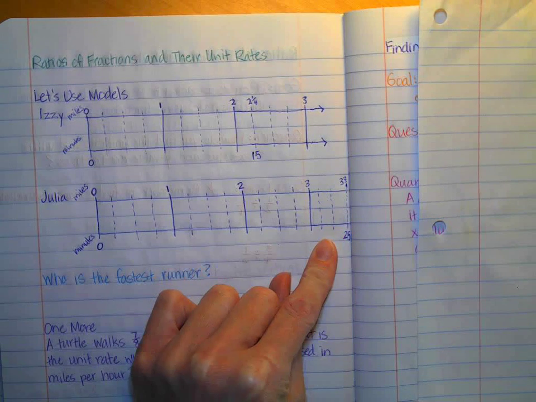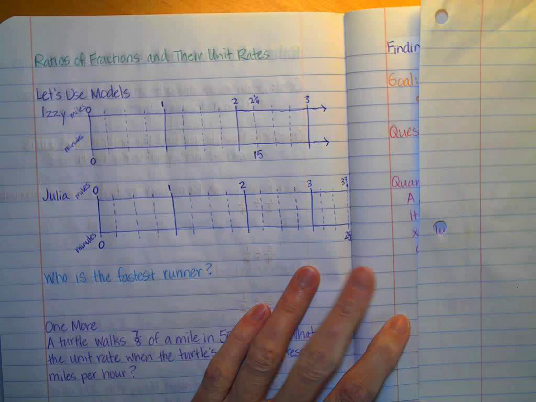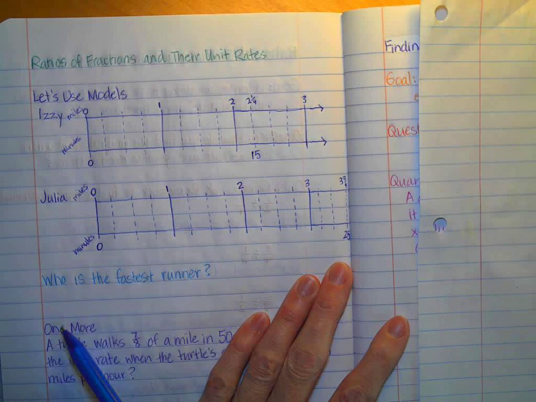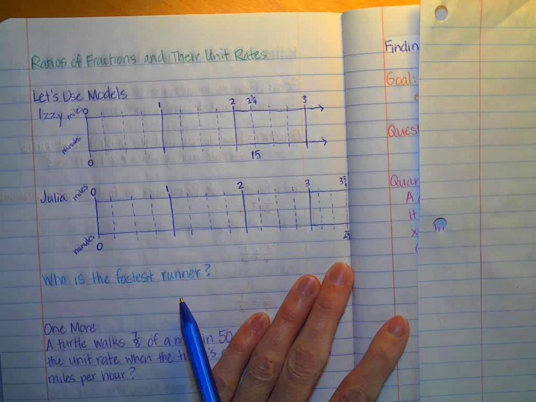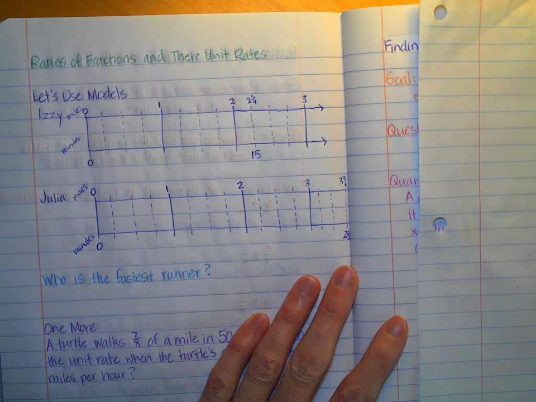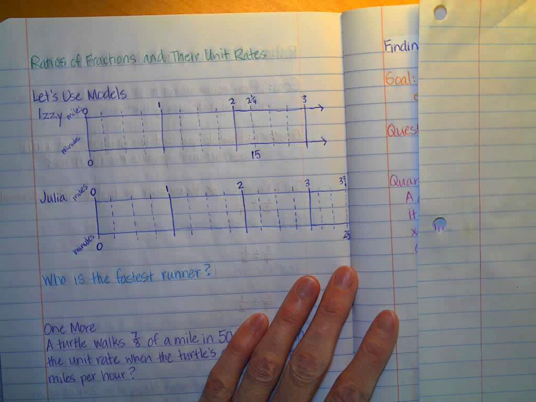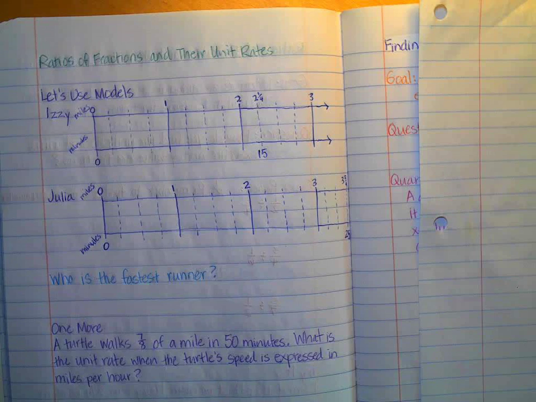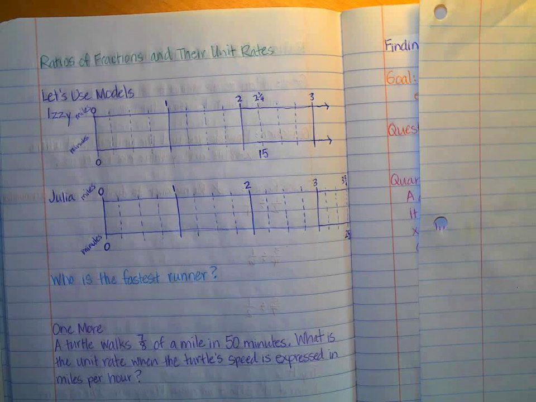But we know that this says 3¾ in 25 minutes. All right, so now by using the double number line, we have to be able to figure out who is the fastest runner. Now some of you are going, oh my gosh, this is really scary. It's not. Let's talk a minute about fourths because this is going to be really helpful to you.